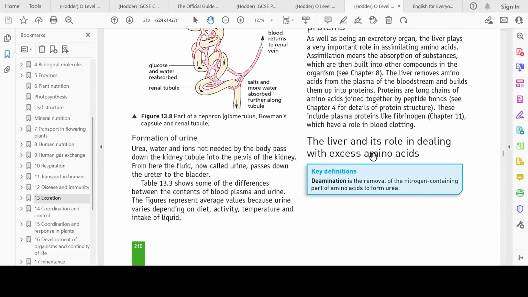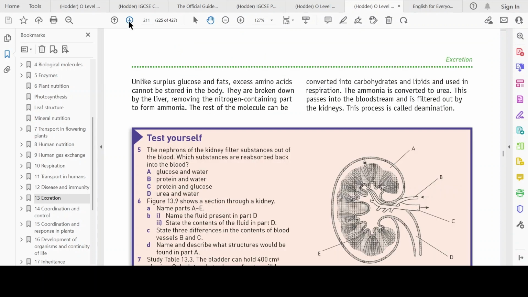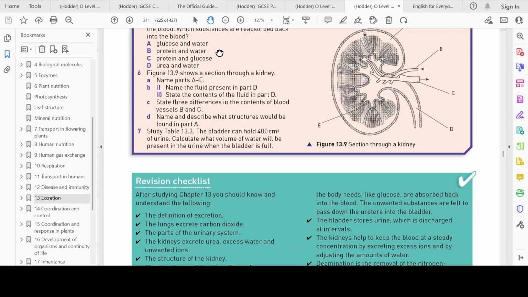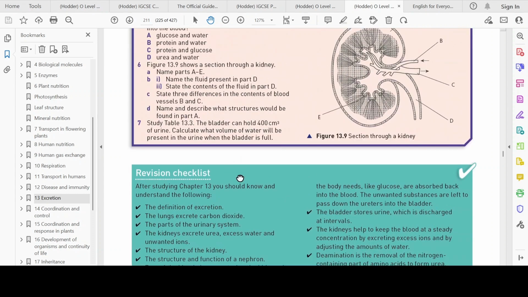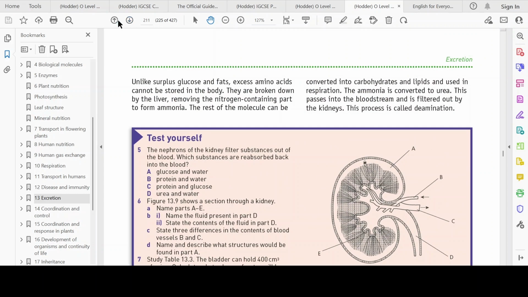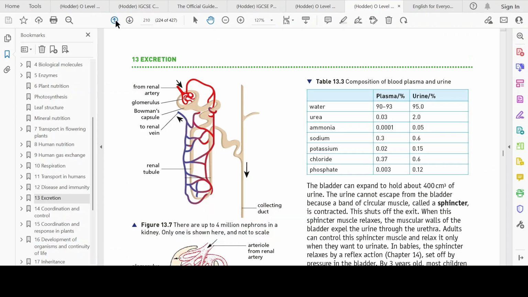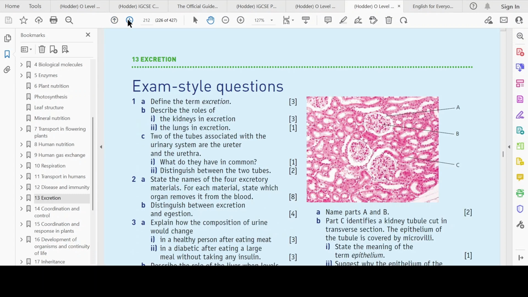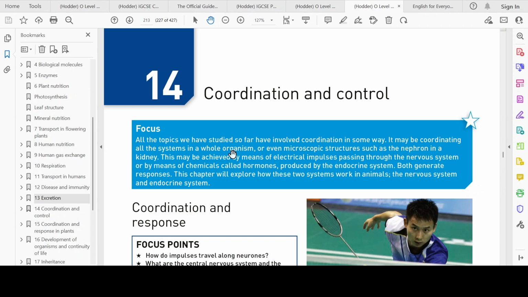I've already mentioned the deamination of amino acids in the liver, and we're done. Any questions? Yes, Haram, any questions? No. Okay, good. So we're done with that, and you can obviously read it to reinforce all the concepts.